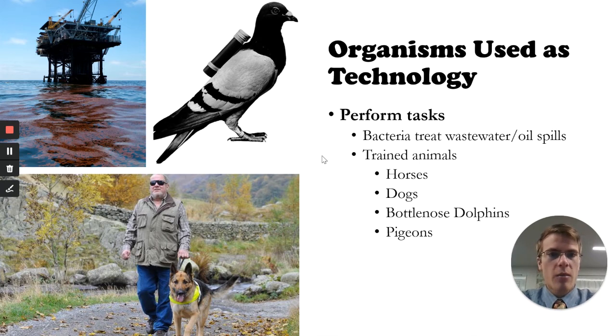Also, trained animals are a type of biotechnology, and they perform certain tasks. So for example, horses: humans ride on horses, horse-drawn carriages. If you look at this picture at the bottom, this is a dog leading a blind man. That's an example of biotechnology where the dog is involved in a process of helping this human. Carrier pigeons, like this picture up top here, where pigeons have carried messages. So these are when organisms are used as technology. Also, bottlenose dolphins, they're used as like a therapeutic measure.